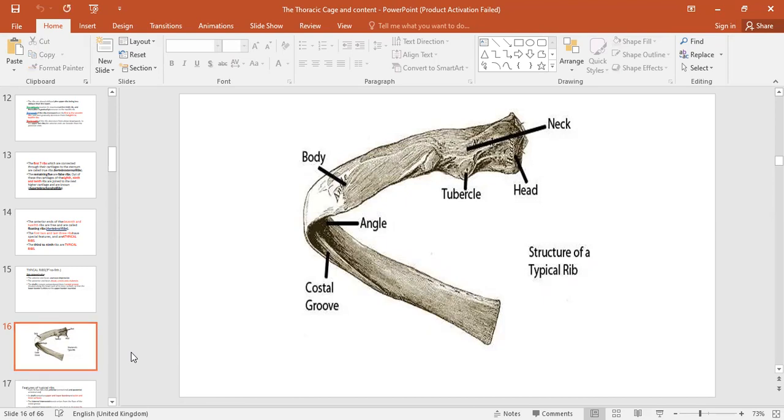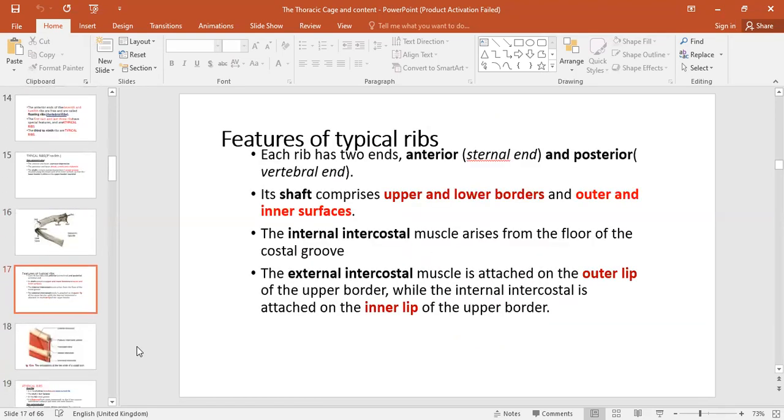Let's look at atypical ribs. So meaning the remainder now are atypical ribs, which is rib 1, rib 2, then rib 10, rib 11, and rib 12. Those are considered as atypical ribs, or you can simply say modified ribs.